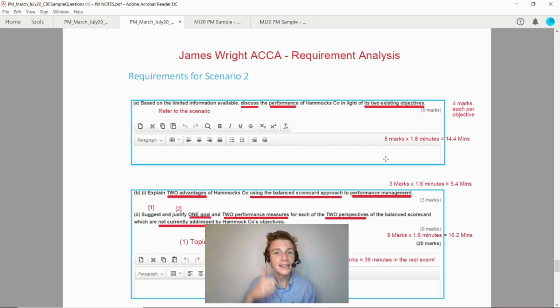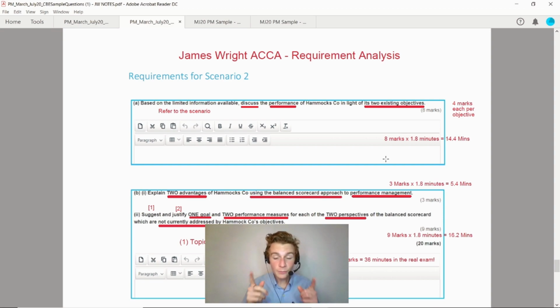We've got to discuss, and then the next key word was the performance of Hammock Co in light of its 2 existing objectives for 8 marks. Well, first of all, before we get going on this, if you're going to attempt these 2 times, you've got 14.4 minutes, so give or take 14 for part A. You've then got just over 5 minutes for the first part of part B, and you've got just over 16 for part 2 of B as well.